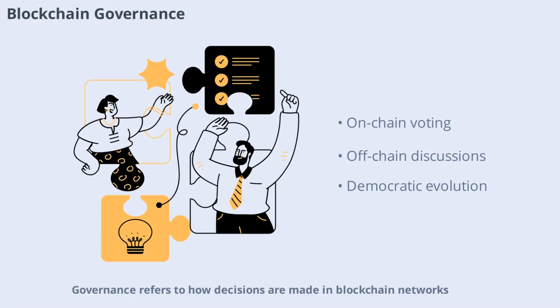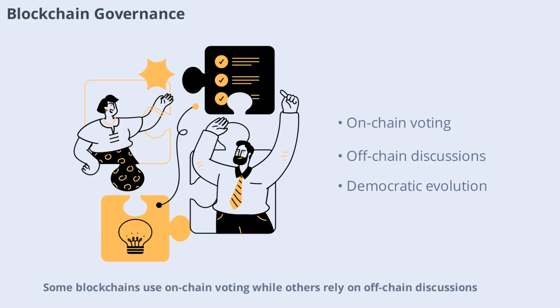Governance refers to how decisions are made in blockchain networks. Some blockchains use on-chain voting, while others rely on off-chain discussions. Good governance ensures that the network evolves in a way that benefits all participants. As blockchain grows, governance models are becoming more sophisticated and democratic.